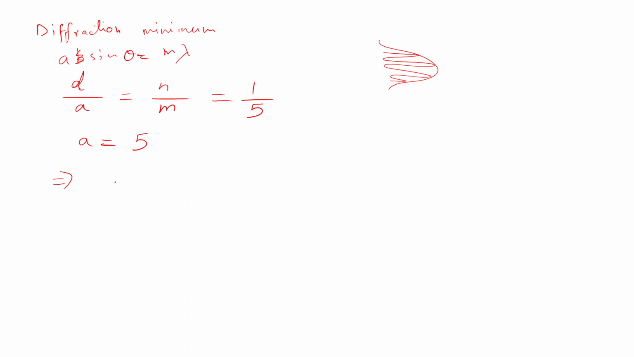Since there are this many fringes, the width of each identical slit will be this D by 5, it will be 0.5 by 5, which will be 0.1 millimeter. So we just got confused with notations here.